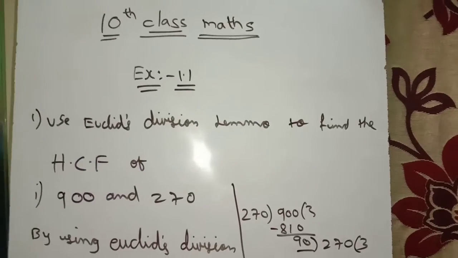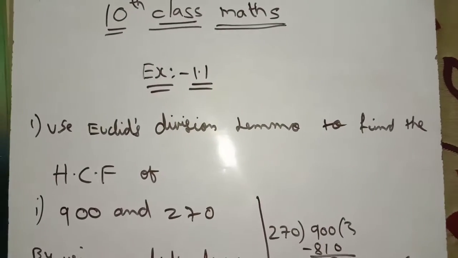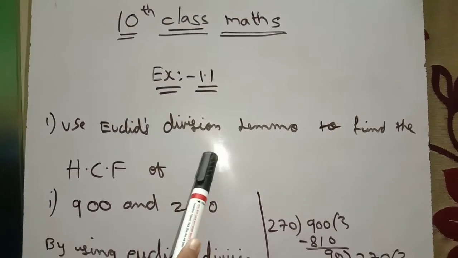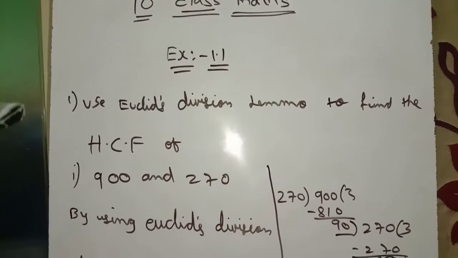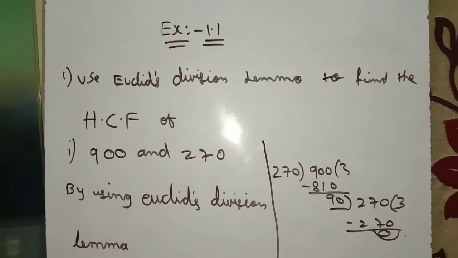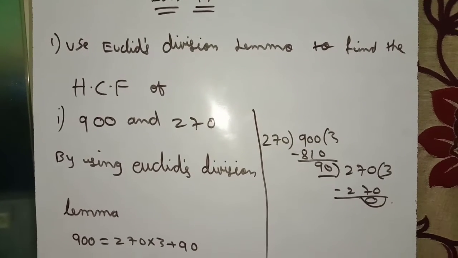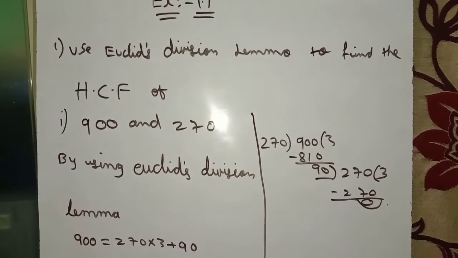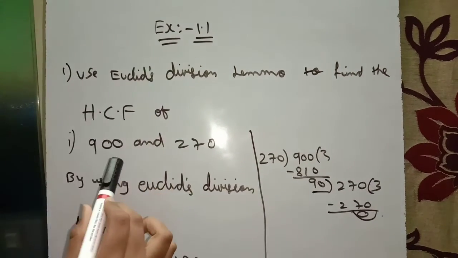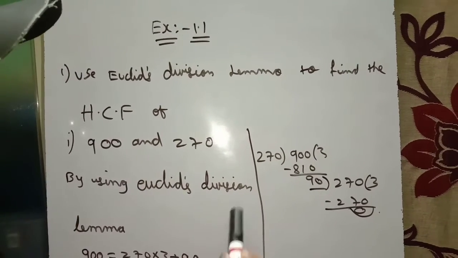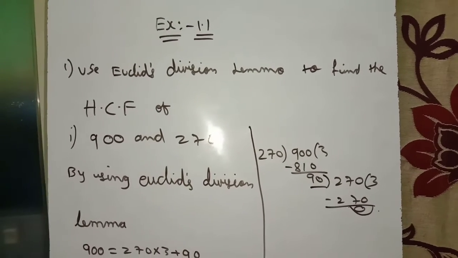So friends, we have entered exercise 1.1. The first sum says: use Euclid's division lemma to find the HCF of 900 and 270, the second is 196 and 38220, and the third is 1651 and 2032. In order to find the HCF, we first have to take the bigger number as the dividend and the smaller number as the divisor.